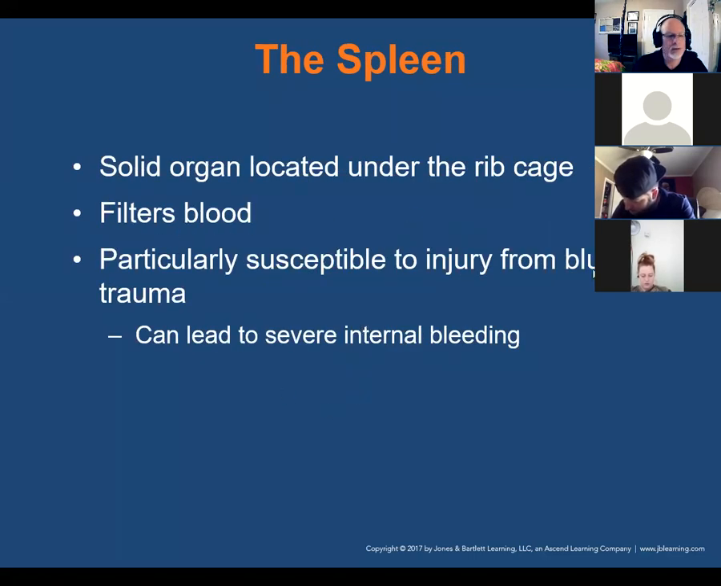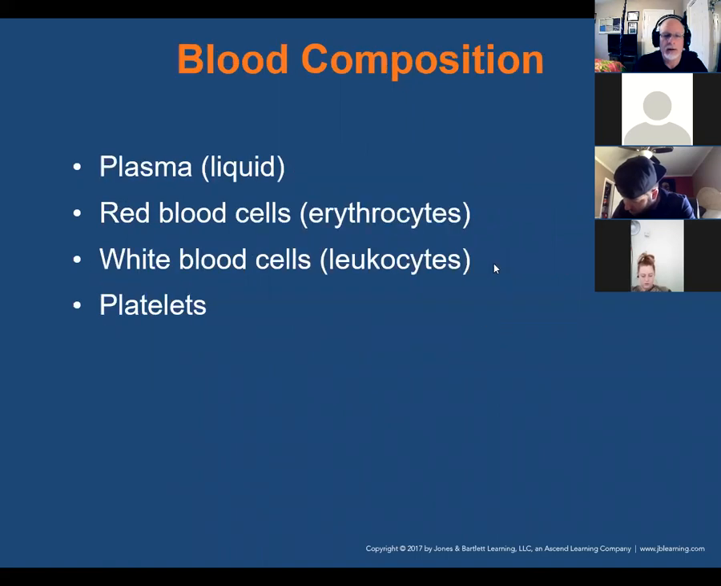Spleen filters blood, just like I already said. It can be the source of massive internal bleeding. Blood composition. You have the liquid, straw-colored liquid that carries red blood cells around, erythrocytes, white blood cells, and platelets float around in that plasma. So plasma is the vehicle that carries these components.